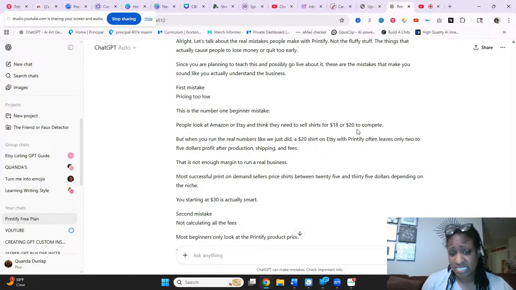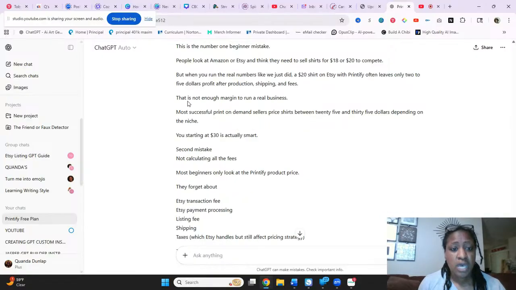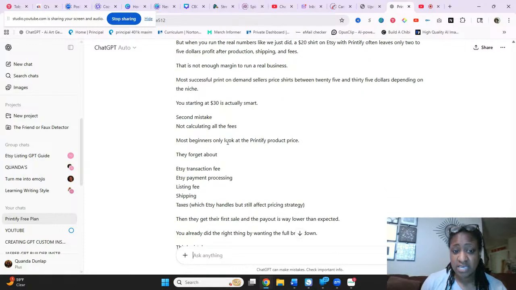So yeah, $20, that's the price back in the 90s. But honey, not today. When you run the real numbers like we just did, a $20 shirt on Etsy with Printify often leaves only $2 to $5 profit. And that is not enough margin to run a business. Most successful print-on-demand sellers price shirts between $25 and $35, depending on the niche, right? Starting at $30 is actually smart, because that's what I'm going to do.